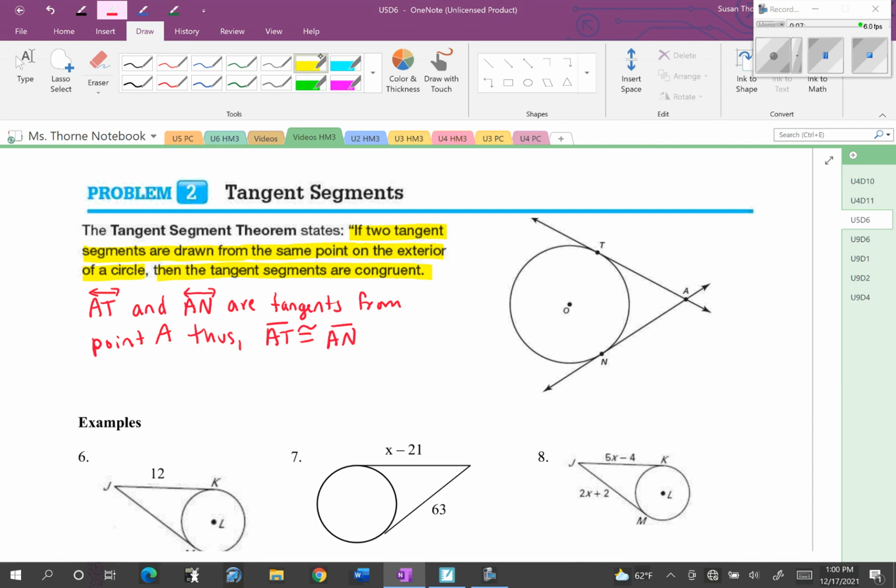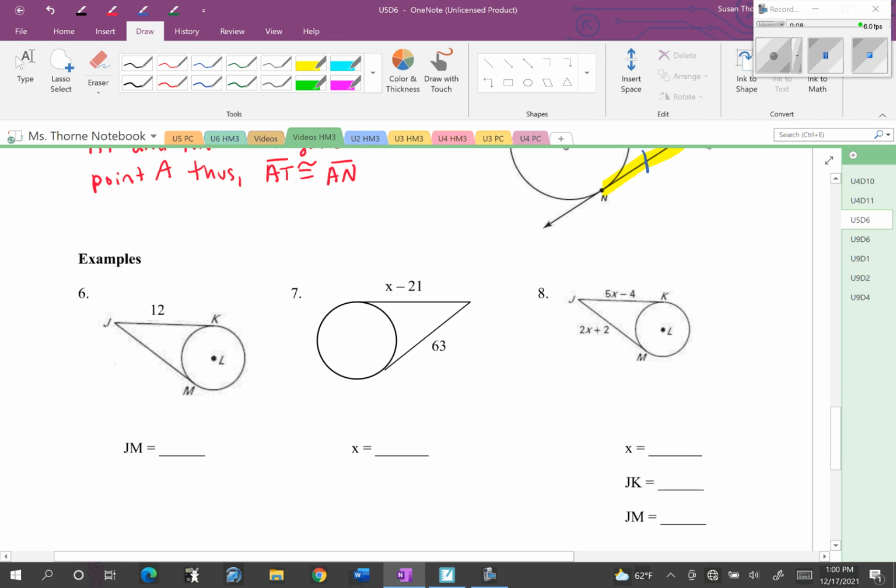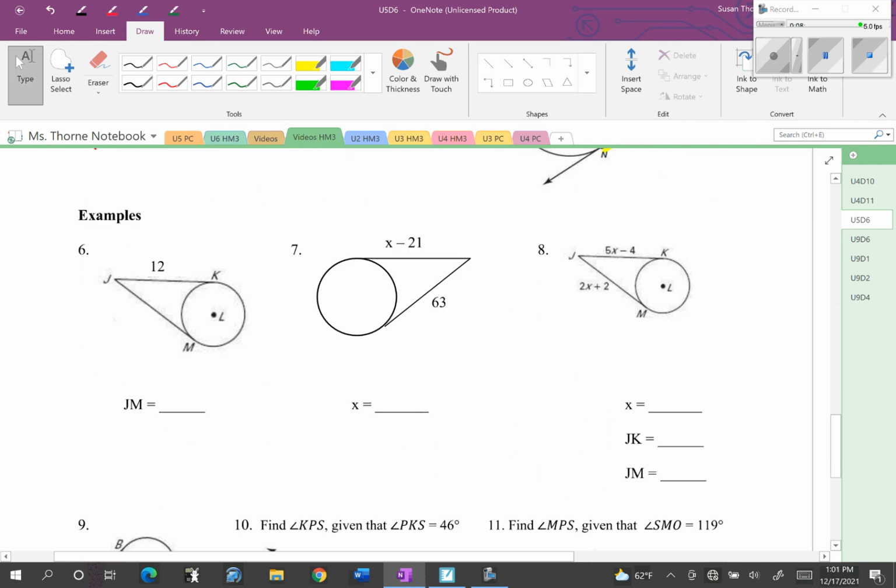So when those are tangents, that means that this distance from here to here and this distance from here to here are congruent. And the way that we show that is we make a little mark right here showing that those are equal. So looking at these examples here, we are figuring out, in this case, what JM is equal to, which is this length here. So for this, I guess we're assuming that JK and JM are tangents. So that means that this length and this length should be equal. So this would be equal to 12.